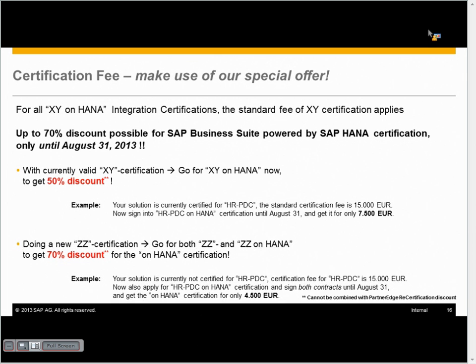If you plan to go for a new certification, then you could even get 70% for the on HANA certification if you sign both the certification contracts. That means the one for HANA and the one for SAP application without HANA. So the same example here, your solution is currently not certified for HRPDC. So the fee for HRPDC certification is 15,000 euro. If you now also apply for HRPDC on HANA and would sign both contracts until the August 31, then you would get the additional on HANA certification for only 4,500 euro.